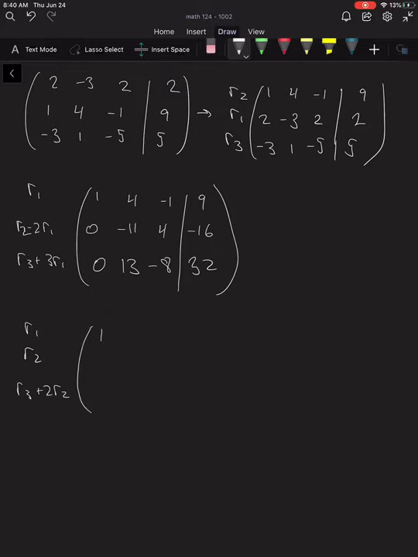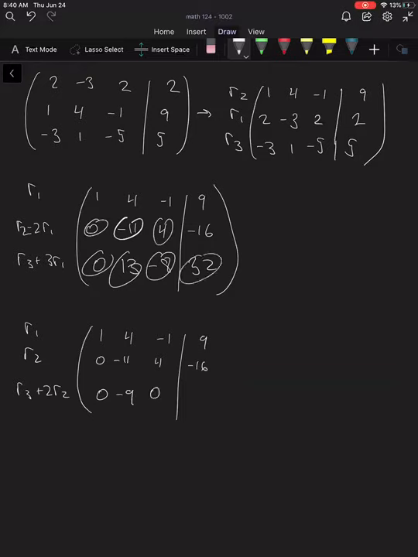So if we did that, we're going to have 1, 4, minus 1, 9, then 0, minus 11, 4, minus 16. Now we're adding 2 row 2 to row 3, so this plus 2 of that is 0. This plus 2 of that, so 13 minus 22 is minus 9. Now minus 8 plus 2 of that, that's 0. And this plus 2 of that, I believe that's 0 as well. Yeah, okay.